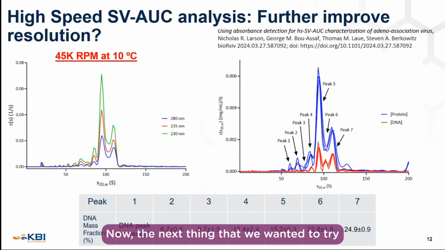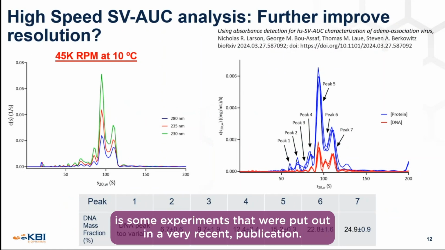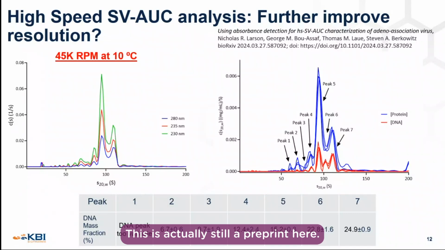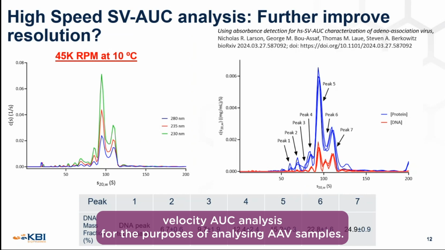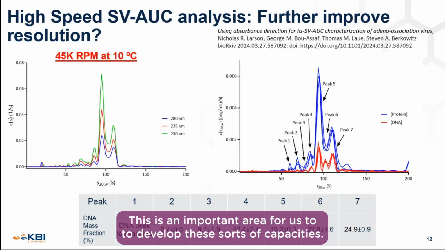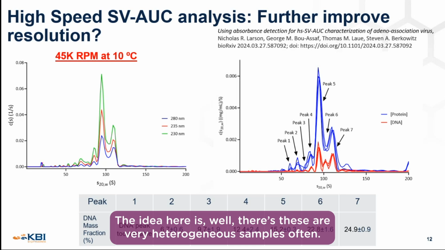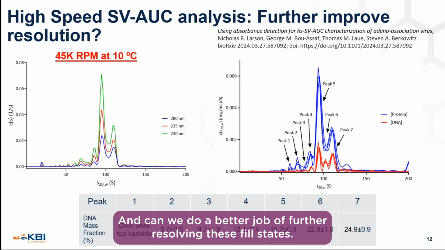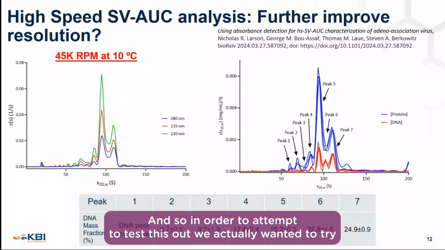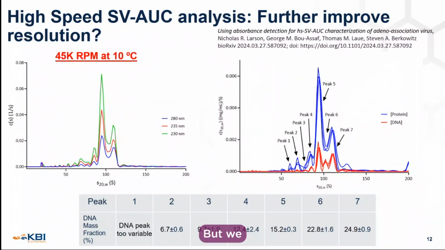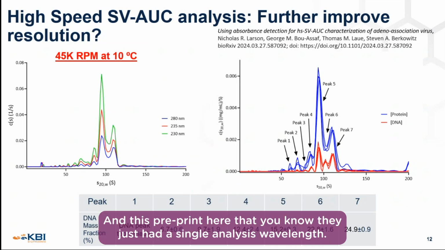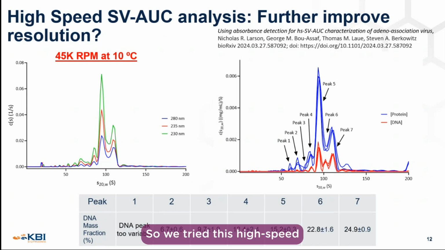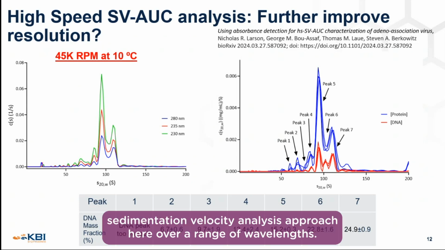The next thing that we wanted to try is some experiments from a very recent publication. This is actually still a preprint. The authors call this high-speed sedimentation velocity AUC analysis, for analyzing these AAV samples. The idea is, these are often very heterogeneous samples, so can we do a better job of further resolving these fill states? To test this out, we wanted to try this high-speed experiment using the multi-wavelength approach. In the preprint, they just had a single analysis wavelength. So we tried this high-speed sedimentation velocity approach over a range of wavelengths.